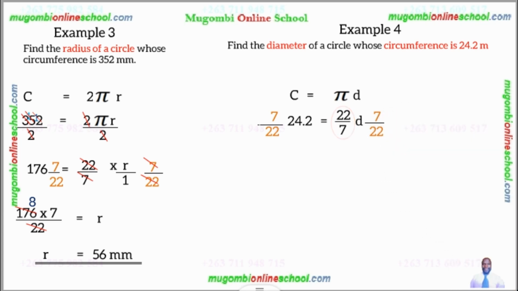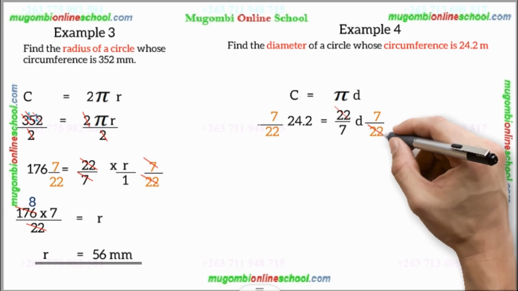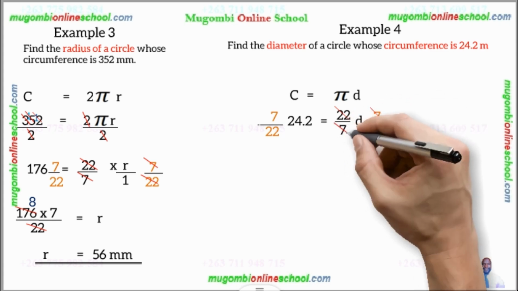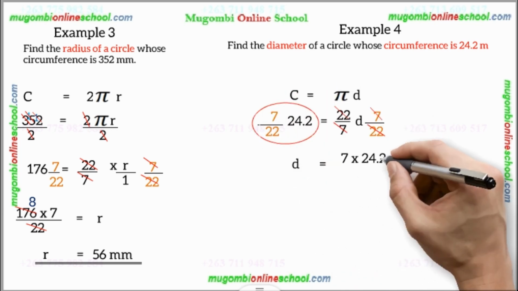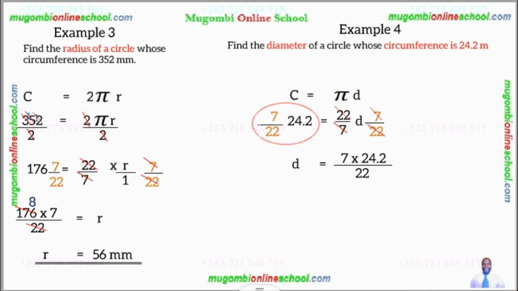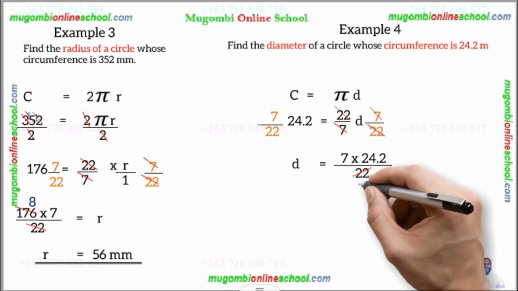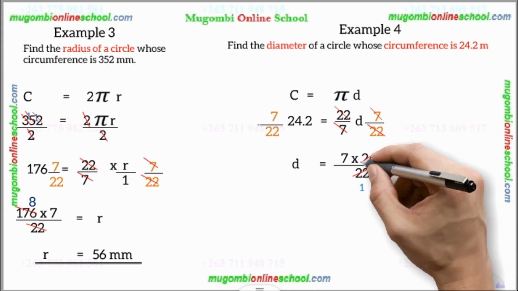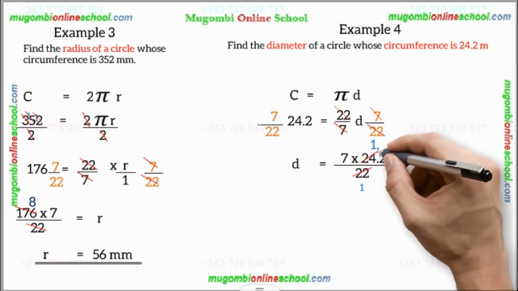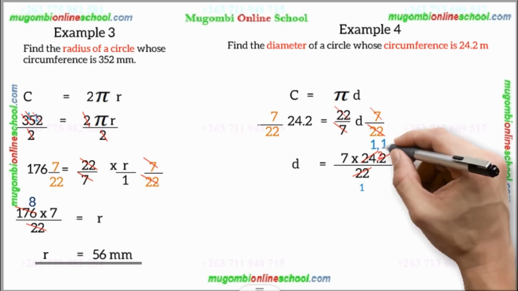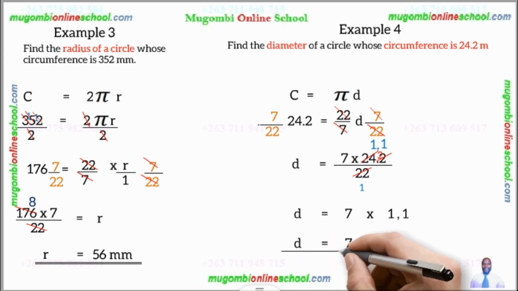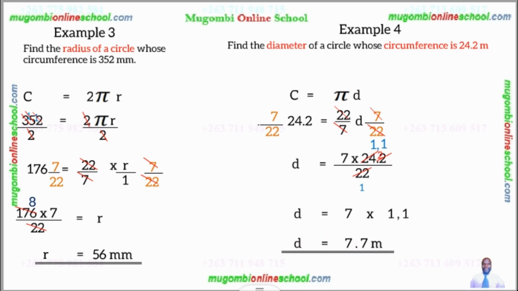So this will actually give us 22 into 22, 1, and we are remaining with the d. Diameter is equal to this value. So we have to multiply 7 by 24.2 over 22. Then dividing by the common factors, 22 into 22, that's 1. Then 22 into 24, that gives us 1, remainder 2. So that's 1 comma. Then 22 into 22, that's 1. So the value of d is equal to 7 times 1.1, which is equal to 7.7 meters. That is the value of the diameter directly.